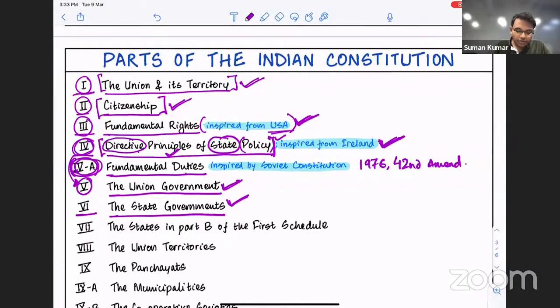Then I told you that in the original constitution, we had part 5, which is the union government. And because we had the union government, it makes perfect sense to have the next part, which is the state government. Having established till part 6, we had something called part 7, which is the states in part B of the first schedule. What is this? There is another kind of story that initially India was divided into 4 kinds of zones. That is, there were part A, part B, part C, and part D. What are these parts A, B, C, and D?